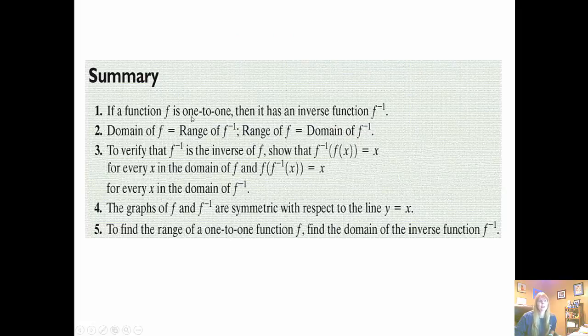One thing to remember is the domain of a function is the same as the range of the inverse. Number 2 is really nice because if you know the domain and the range of a function, you just flip them to become the inverse function. Number 1 says if a function's one-to-one, it does have an inverse. Number 3 is what we did in the example. We verified that they were inverses of each other, and the graphs are symmetric with respect to the line y equals x. And to find the range of a one-to-one function, find the domain of the inverse. This goes back to number 2.